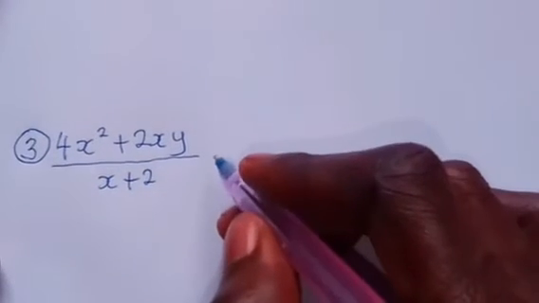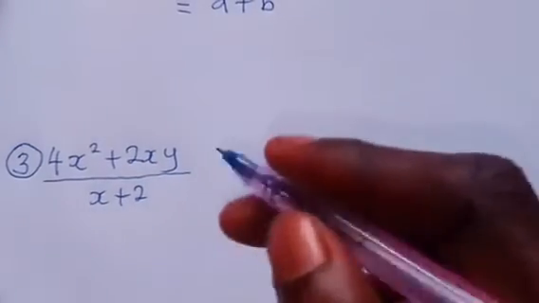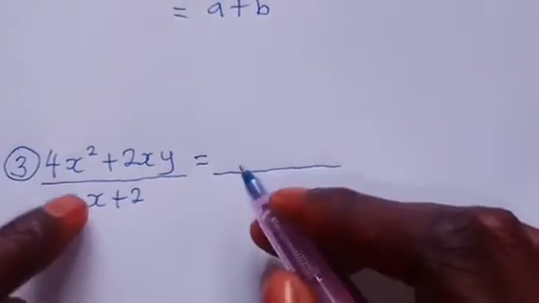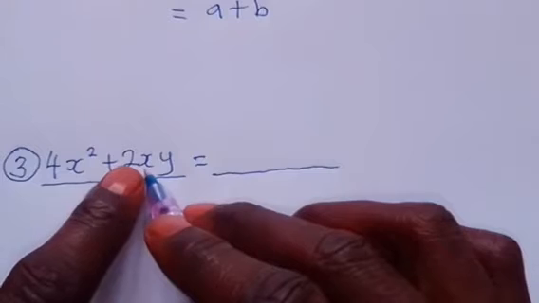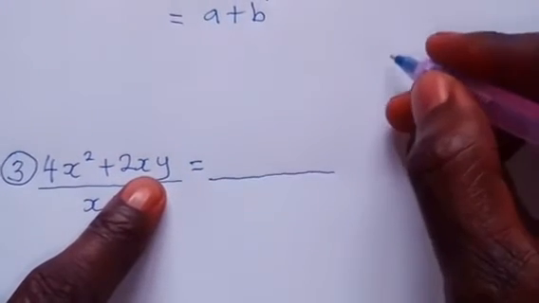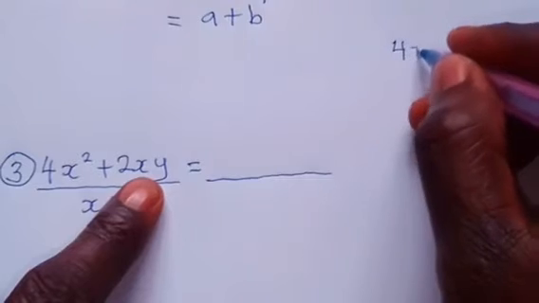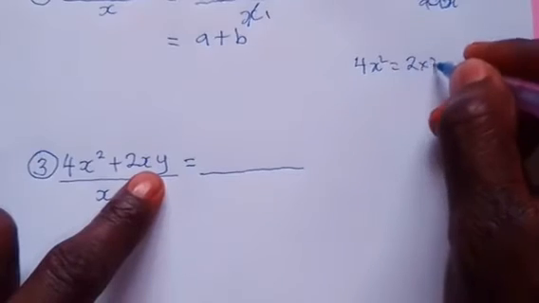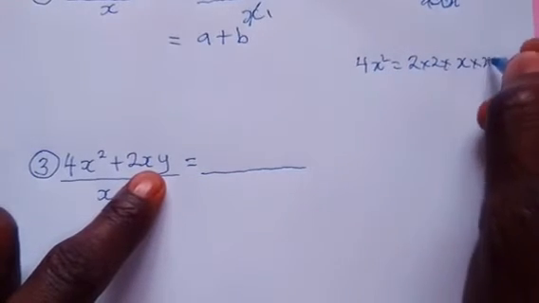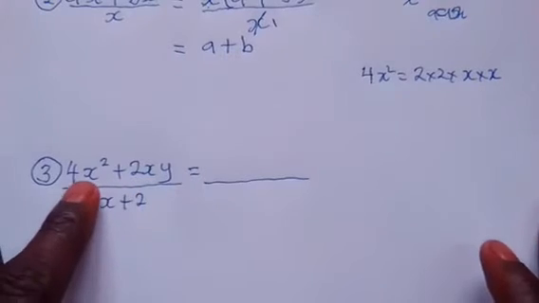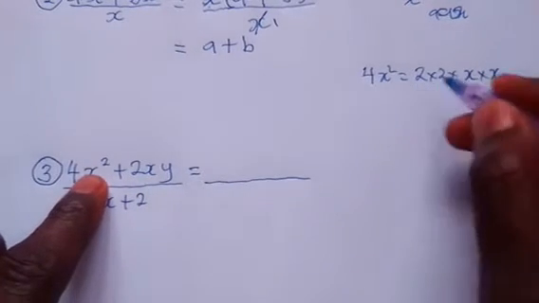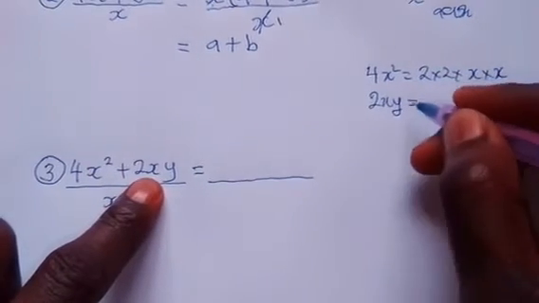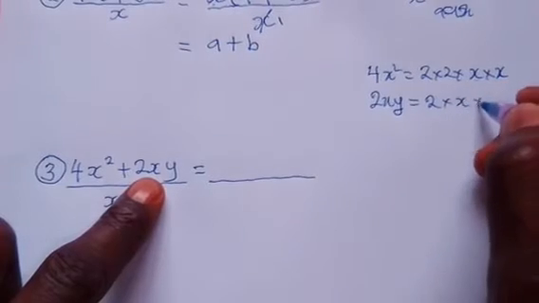In this third example, it's going to be a little bit complicated compared to what we did before. So we'll write our equals to and we'll draw our line. Now over here we are having 4x squared, and then we're having what? 2xy. We are going to write out these two terms, 4x squared as product of its prime. So here we have 2 times 2 times x. Since the x is squared there, I multiply it out twice. Okay, then we have 2xy, which is 2 multiplied by x multiplied by y.